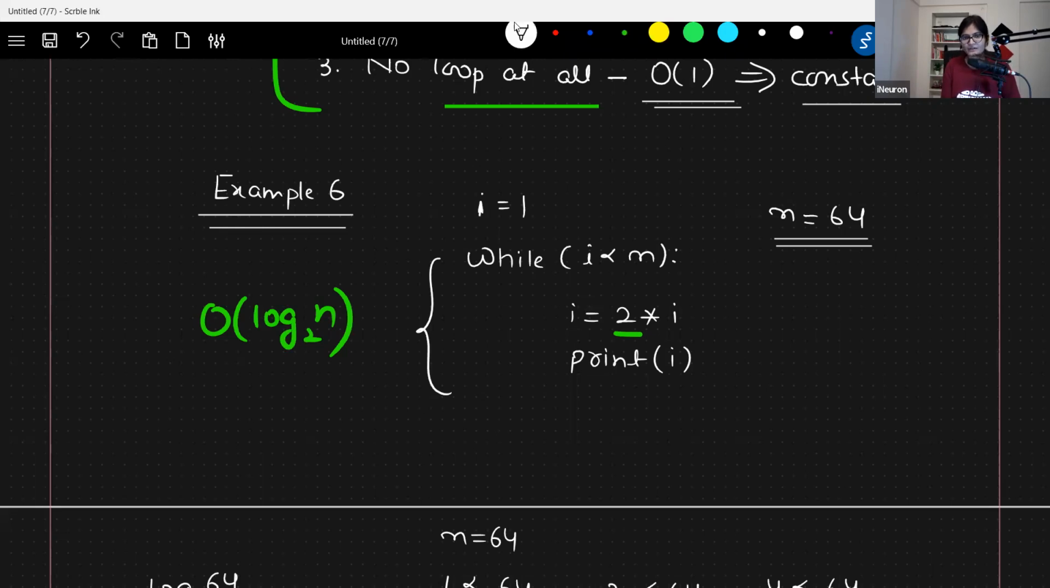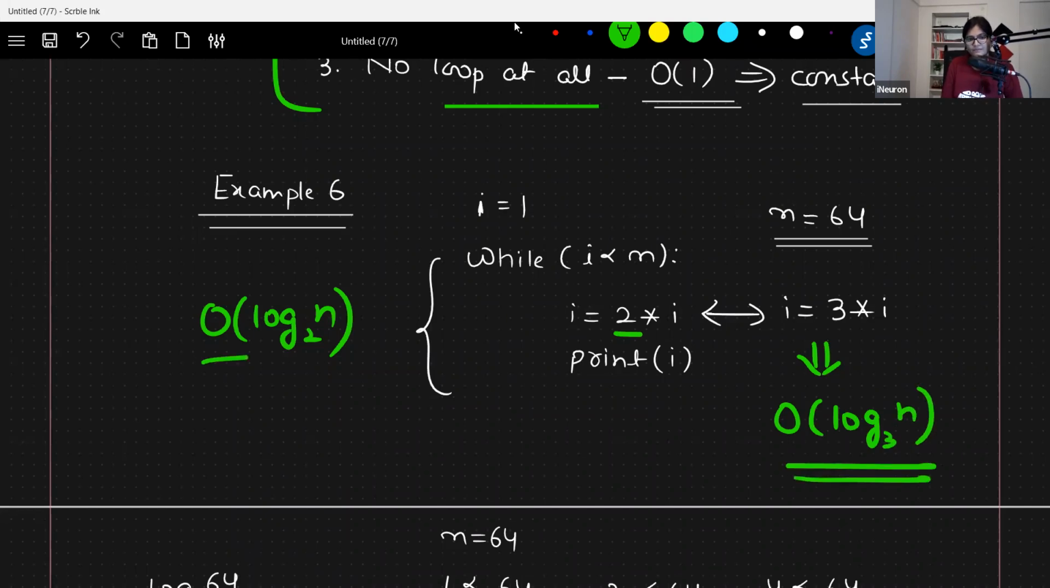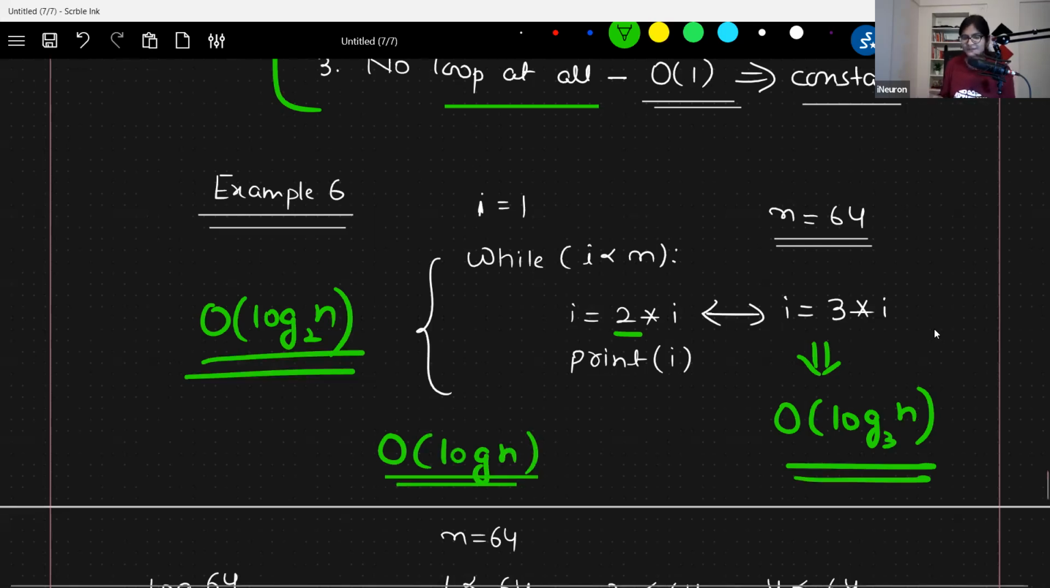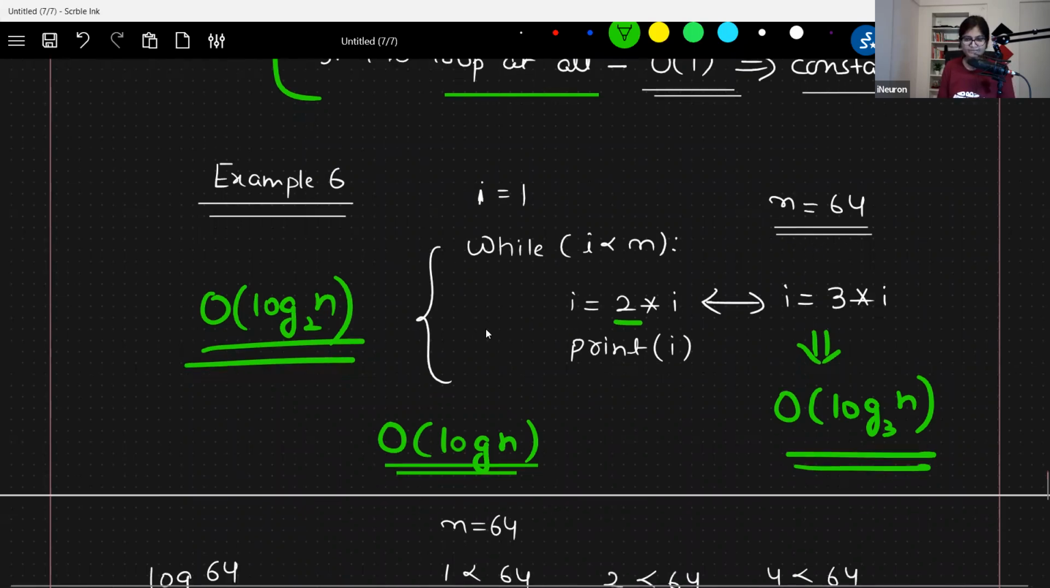Suppose I change this statement from i equals 2 into i to this, then you will observe that your time complexity will be big O of log of n base 3. Getting my point, everyone? Again, it doesn't matter whatsoever base is there. We are talking about approximations. So we can write simply big O of log of n. This is also correct. Simple. But it's just to show you the reason behind the base factor. I just talked about that. Is this fine for everyone? Is everyone following me? Correct? Perfect.